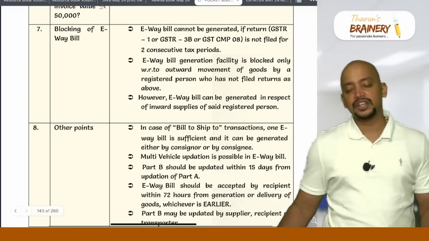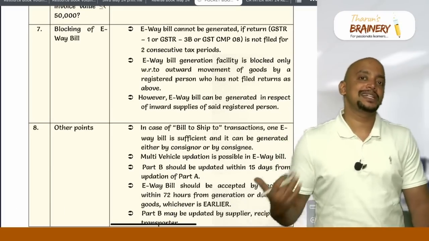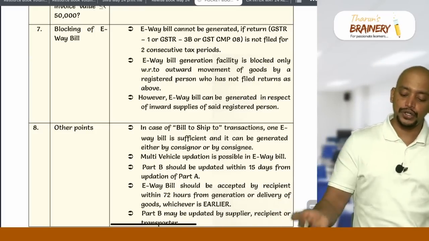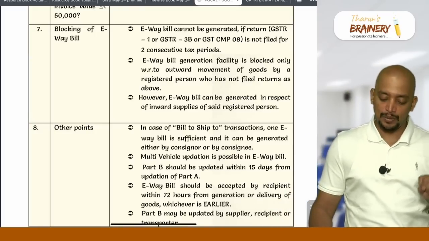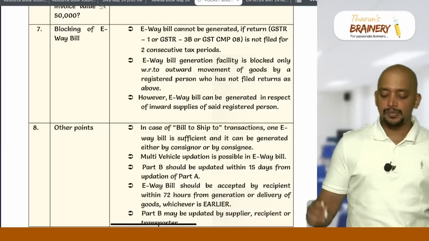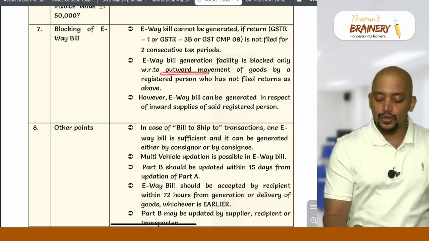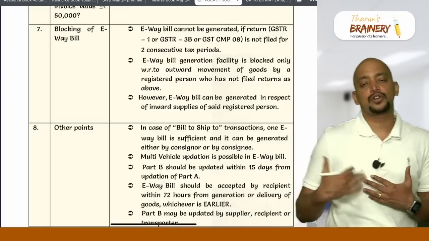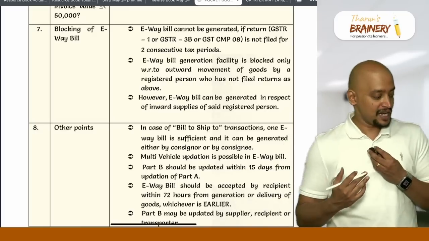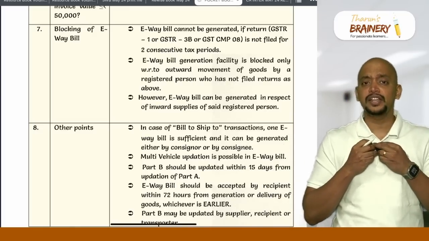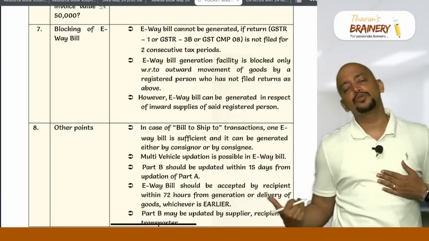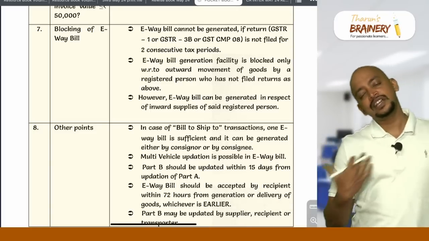Then blocking of e-way bill. If we are not filing GSTR1, GSTR3B or CMP8 for consecutive 2 quarters, then e-way bill will be blocked. But e-way bill will be blocked only with respect to outward movement of goods. If a person has not filed the returns, with respect to their inward movement there is no issue, so e-way bill can be generated.